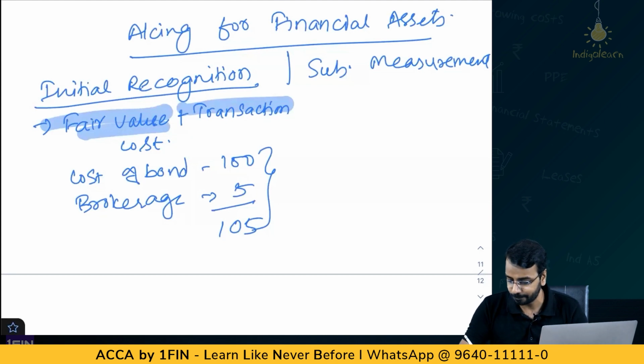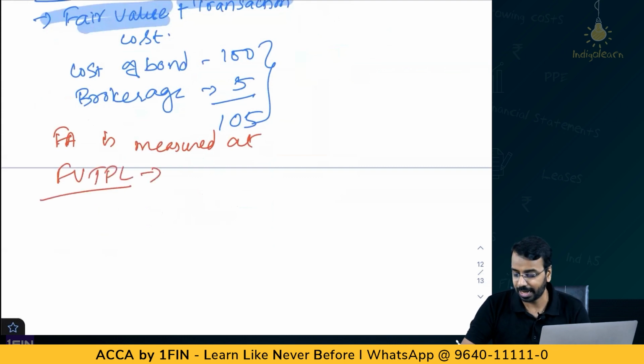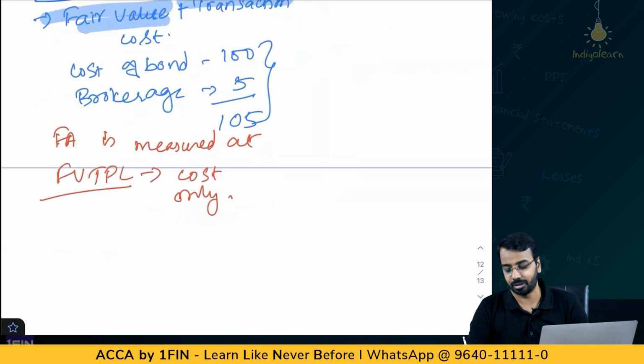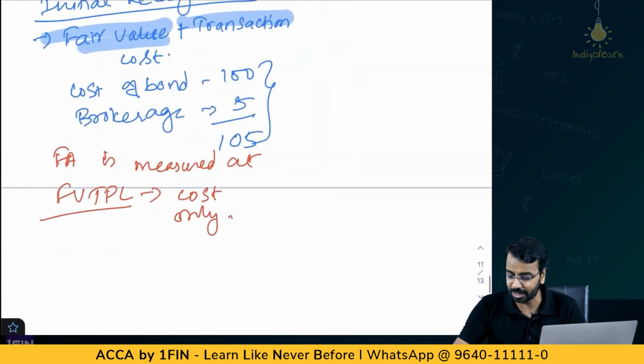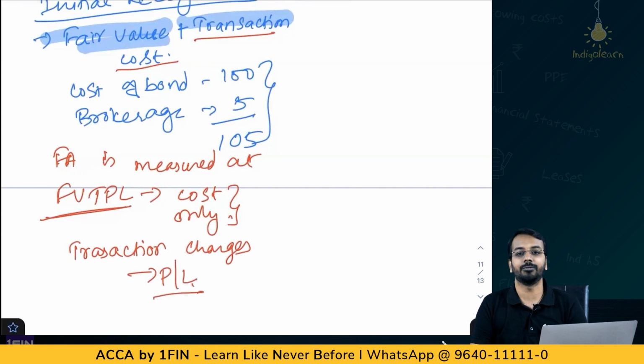But there is an exception. What is the exception? If a financial asset is measured at fair value through P&L, then you will account for it at cost only. You will not include the transaction cost. So where will you take the transaction cost? Transaction cost will be taken to P&L. So if it is FVTPL, you will account for it at cost only. Transaction charges are taken to P&L. Okay.